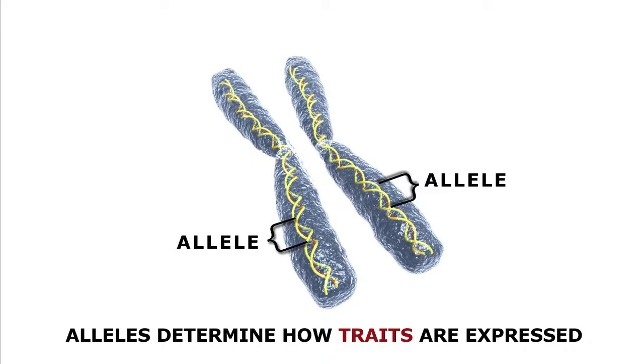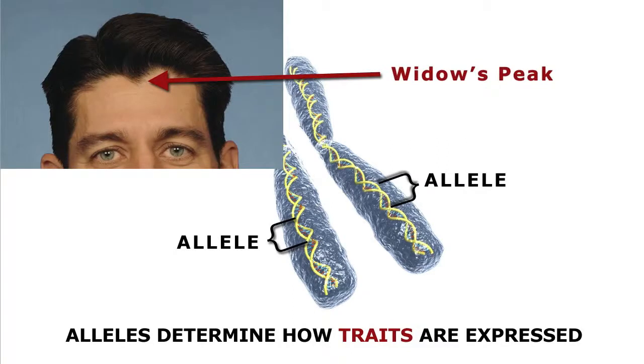For example, let's look at the widow's peak trait. You either have a widow's peak or you don't. The alleles you have determine this. Alleles can express dominance. In the case of widow's peak, if you have the dominant allele, you will have a widow's peak, even if you have the other allele, which is recessive.